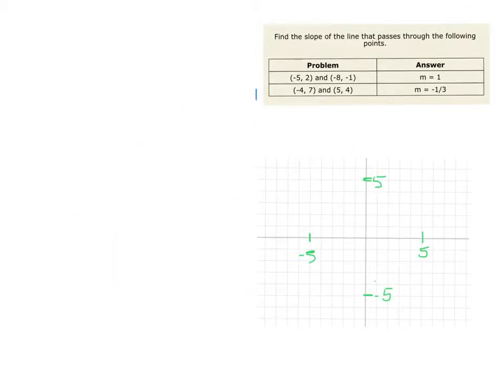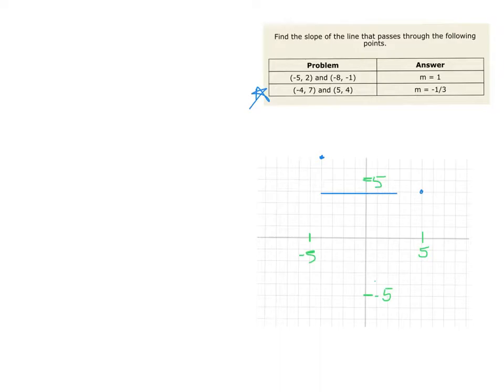So I'm finding the slope between (-4, 7) and (5, 4). Graphing this, I see that (-4, 7) is kind of on the edge of my coordinate axes here, and then (5, 4) is right here.